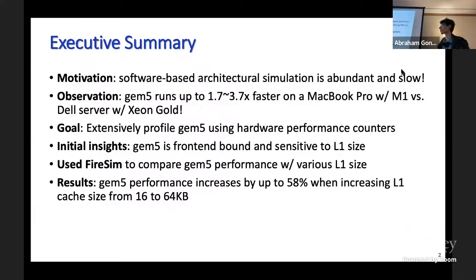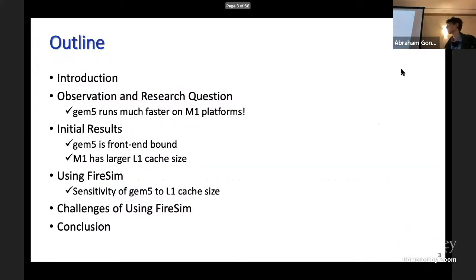So our initial goal was to extensively profile Gem 5 using hardware performance counters. And some initial insights we got from our profiling was that Gem 5 is front-end bound and it's sensitive to L1 cache size. So we wanted to use FireSim to compare Gem 5's performance with various L1 cache sizes. And our results were that Gem 5 performance, so simulation speed, can increase by up to 58% when increasing the L1 cache size from 16 kilobytes to 64.